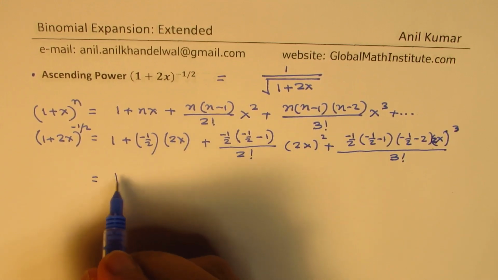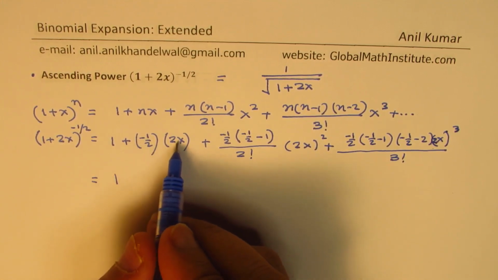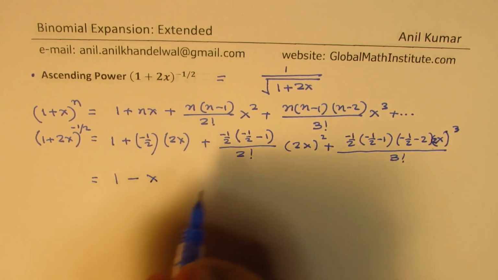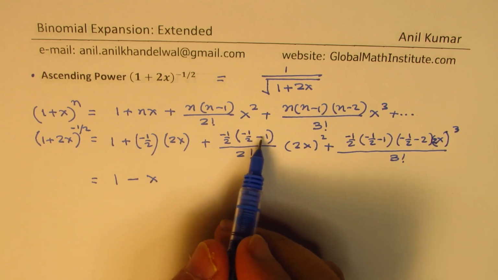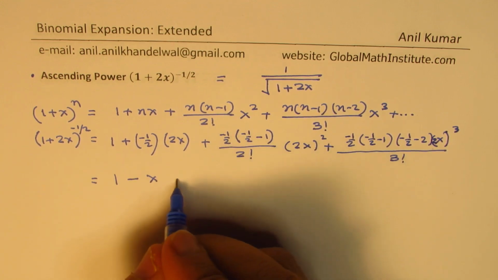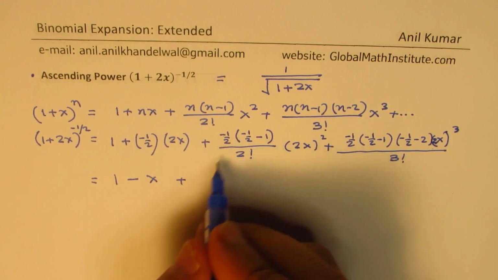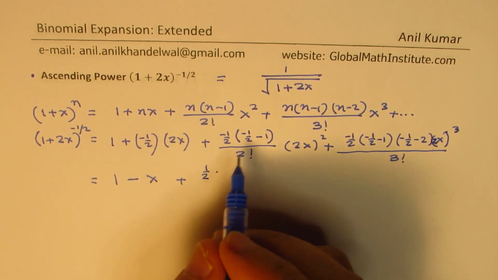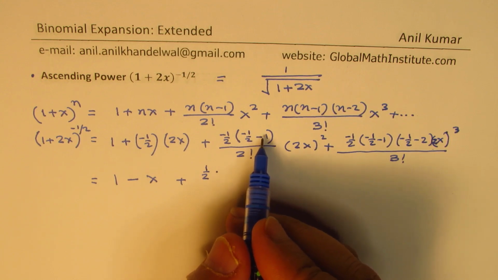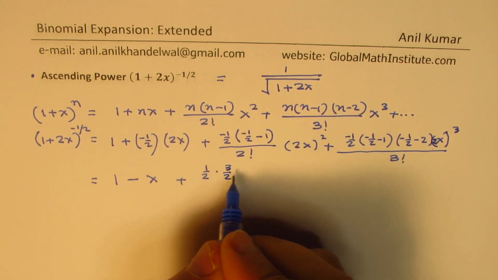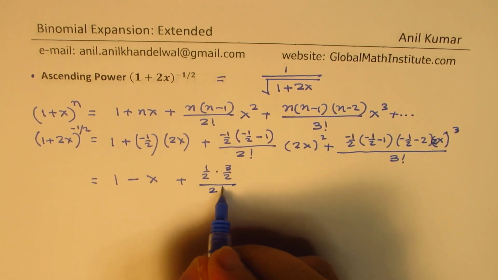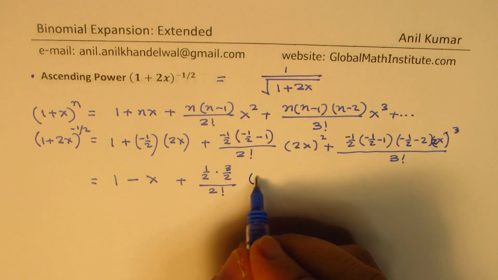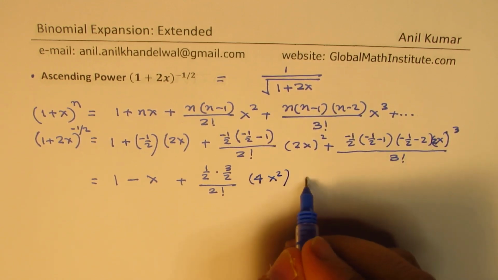So that gives you 1, and minus half times 2x is minus x. And here we have minus half, and that is minus 3 by 2. So it becomes positive. So we have a positive half times minus 2 and minus 3 by 2. Both negatives become positive over 2 factorial, correct? And then we have here 2x whole square, which means 4x square, correct?